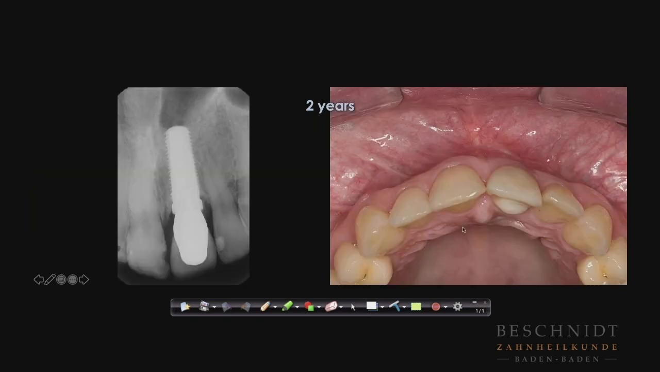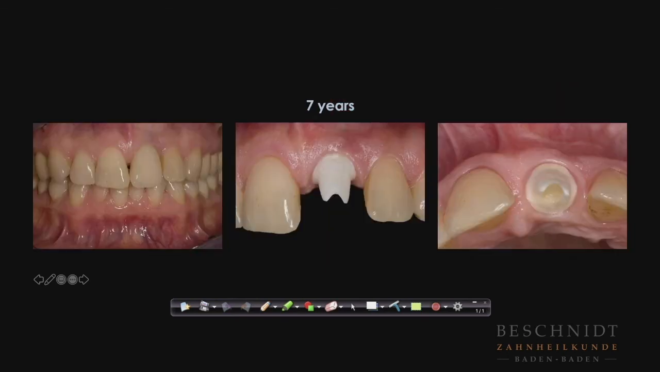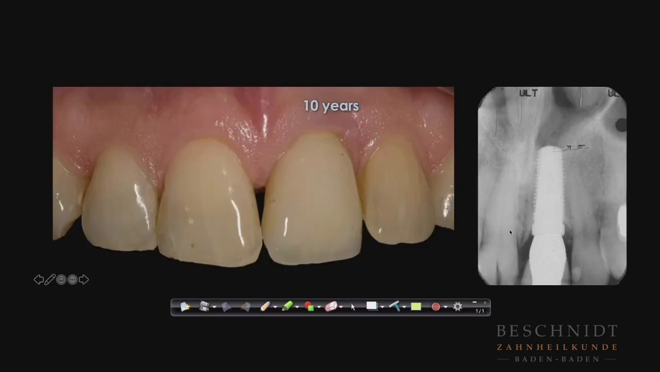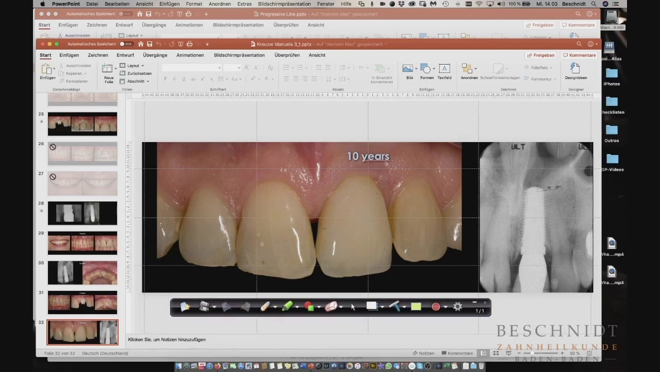We still have enough tissue. Of course, today I would not place a 6 millimeter. I would place rather a 4.3 or a 5. And that's after 7 years when she lost the crown, it just fell out. So looking at the hard and soft tissue, you still have a stable tissue around. And this is now the 10-year control. So although we had a buccal defect, we have a stable tissue. I hope I could answer this.